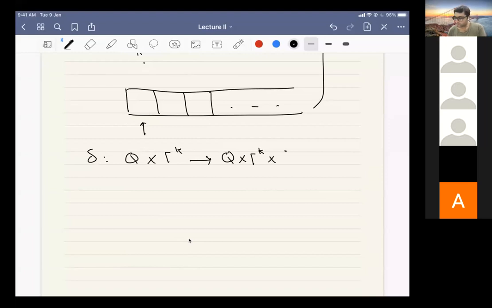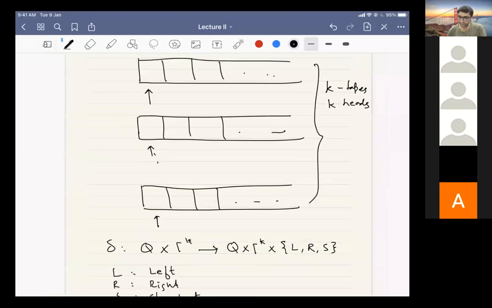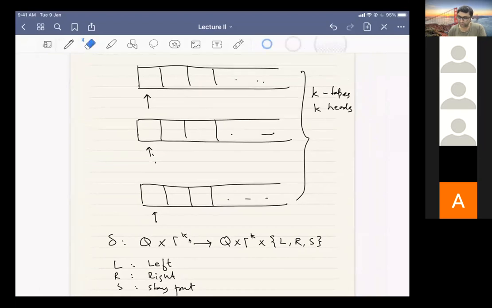And it can also go left, right, or it may decide not to move the head. Now we have the third possibility. L for left, so that the head moves to the left inside. R for the right inside, and S, stay put. Okay, it may decide not to move. So for example, after some steps, this head moves to this position, and this head moves to, let's say, here.